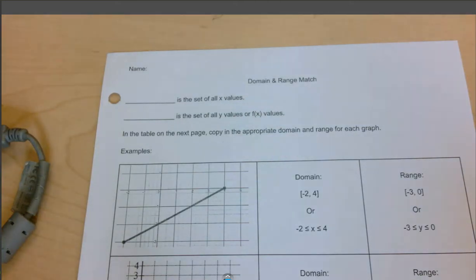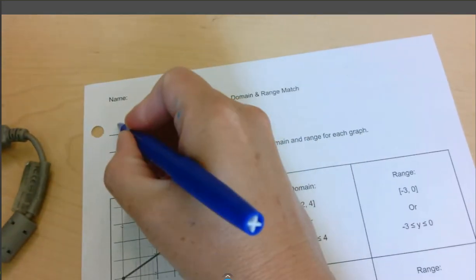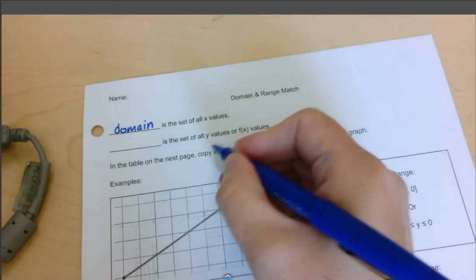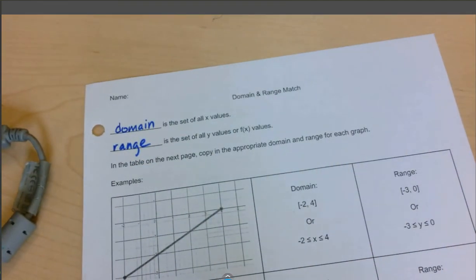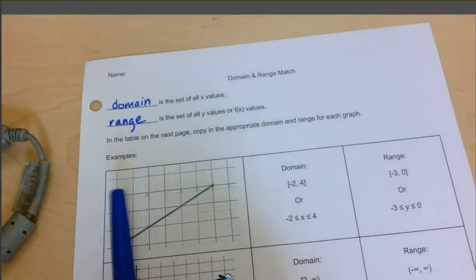Hello, Algebra 2. This is domain and range. So you may remember from Algebra 1, the set of all x values is called the domain. And the set of all y values is called the range. So we can look at some examples of domain and range on this page, and then we'll turn it and try some yourself. So the domain is your x values.